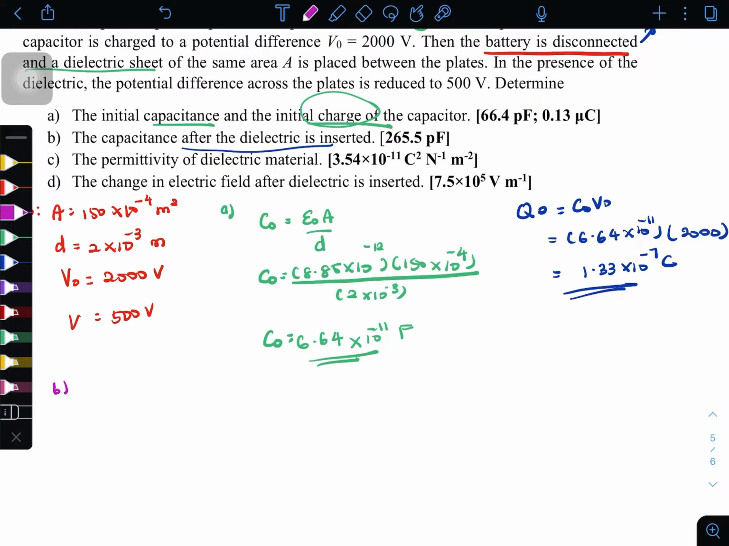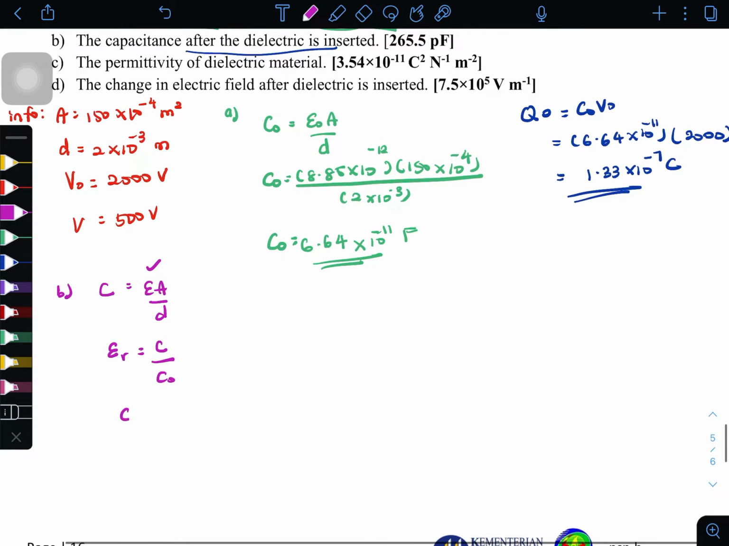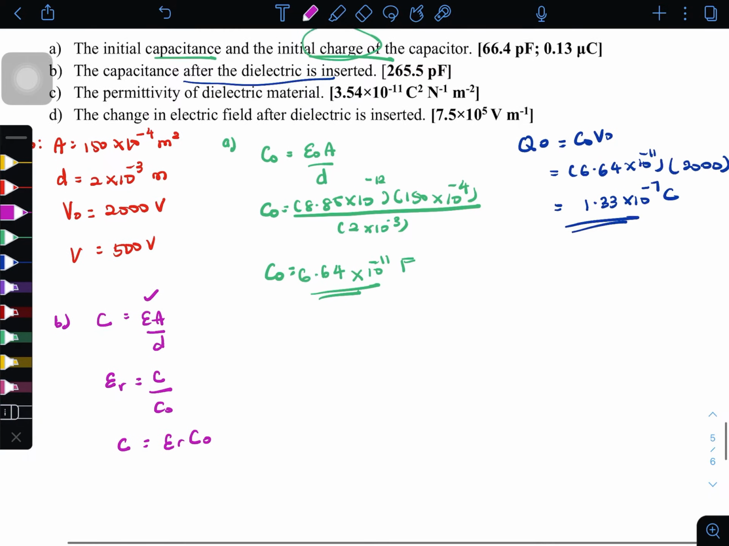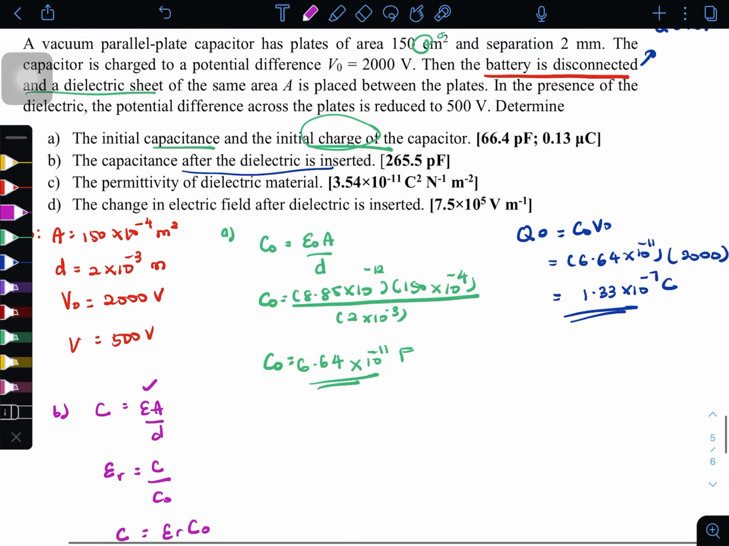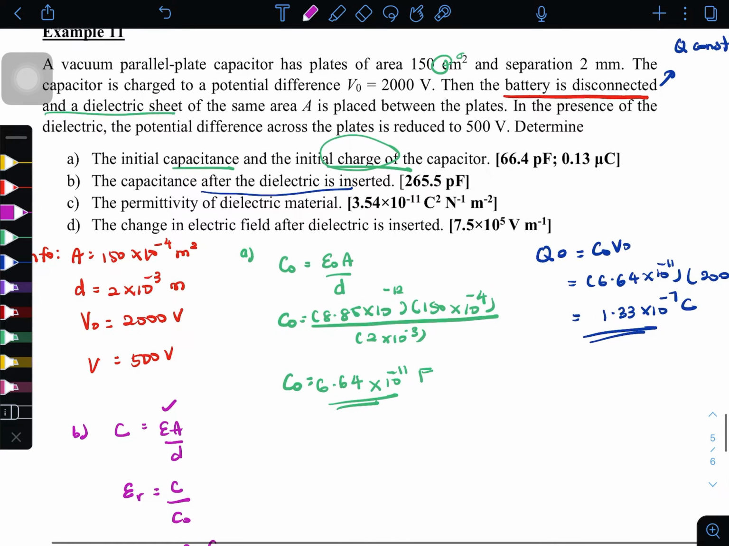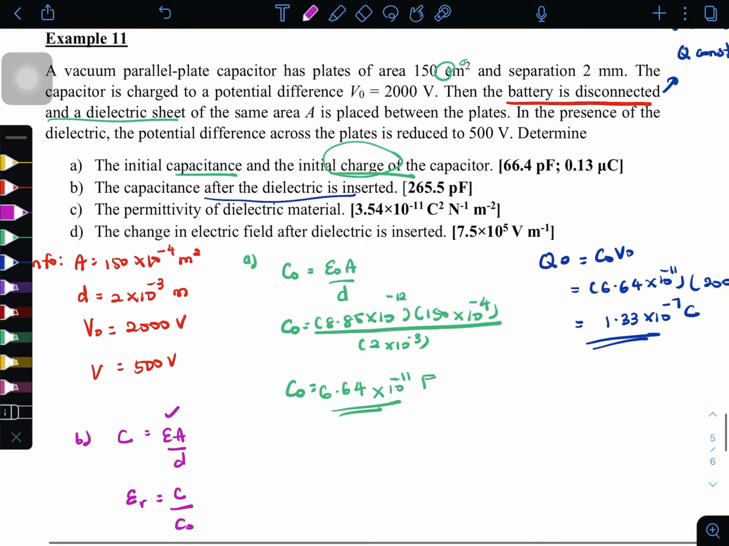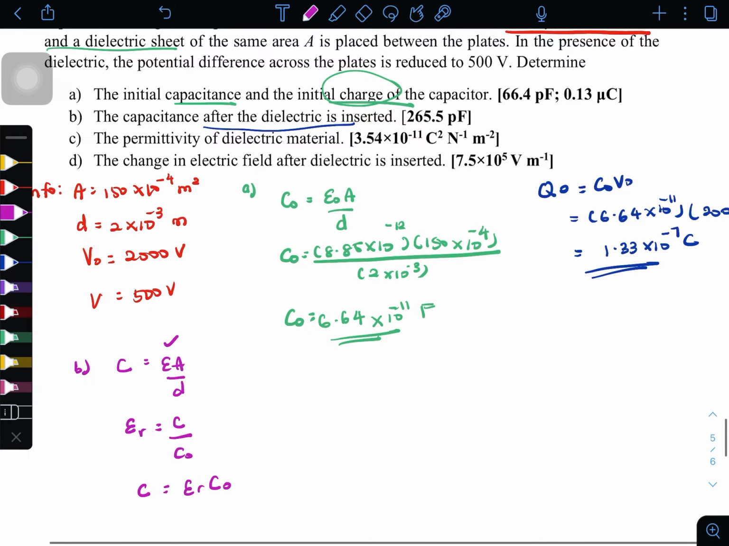So we know that C is equals to epsilon A over D. But we don't have epsilon, so we cannot use this formula, but we can use formula ER is equals to C over C0. Kita nak cari C, so C is equals to epsilon R darab C0. Do we have epsilon R? Yes, we do have epsilon R, which is given, is it given? No, it's not given, but we can find epsilon R.